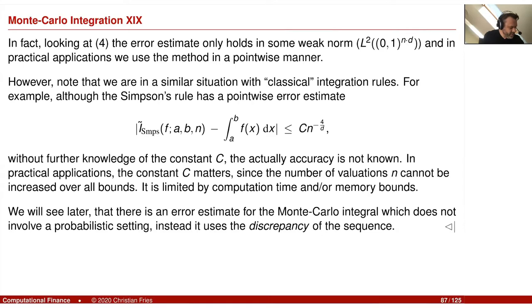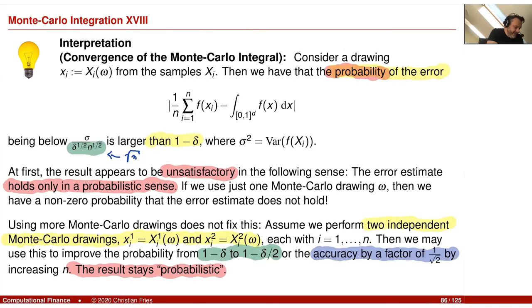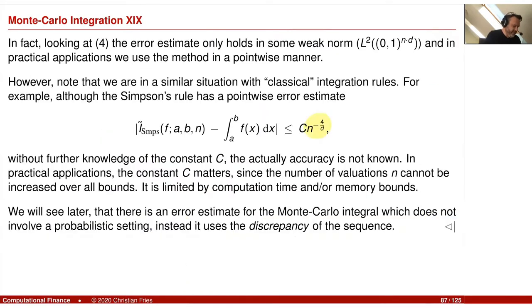So for Simpson's rule, if you take a look at the convergence rate in terms of how many function evaluations we need, this corresponds to the n here in the Monte Carlo error estimate. Then for Simpson's rule we saw that actually this depends on the dimension. Okay.